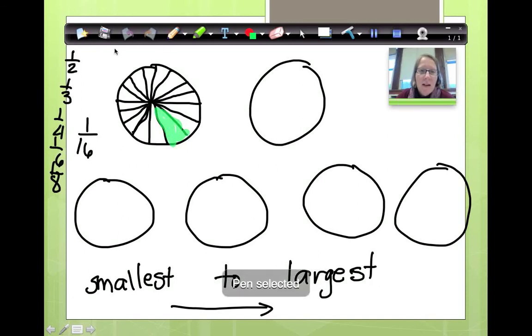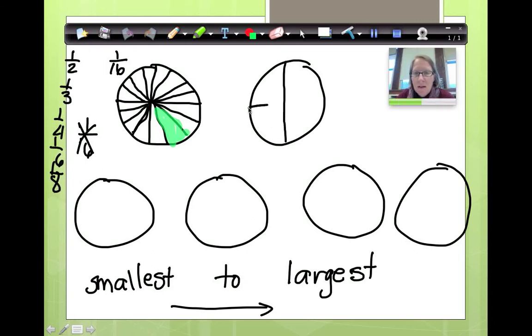Which should be our next smallest? About 1/8. I'm looking for the amount of pieces that things are cut up into. Okay, so there's quarters or fourths, because I cut them in half, since 4 times 2 is 8. That gives me my eighths. What is that? That's still 0/8. How do I make it be 1/8? I shade one in.